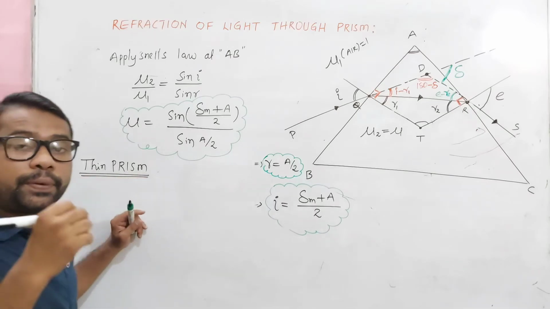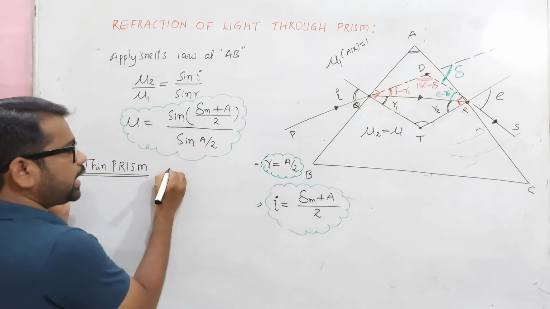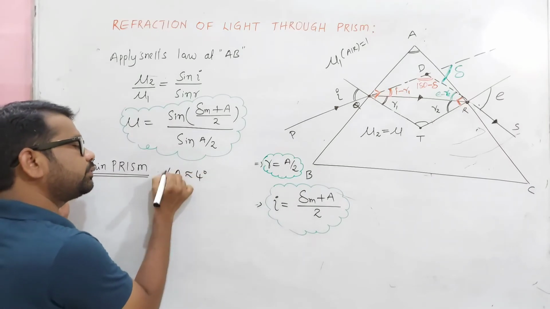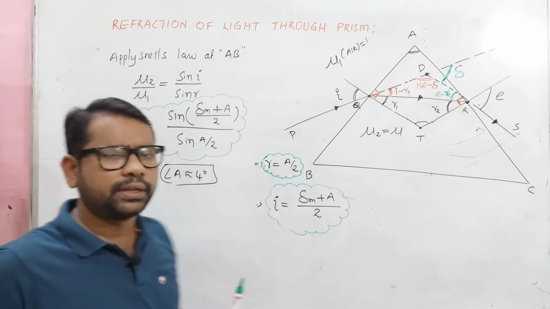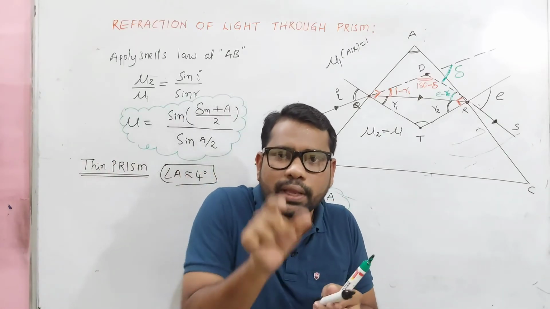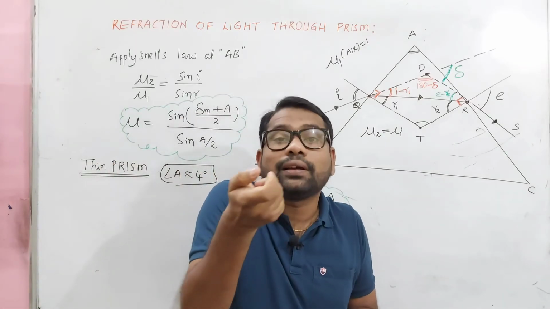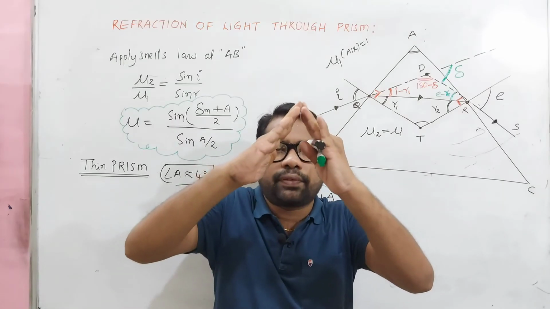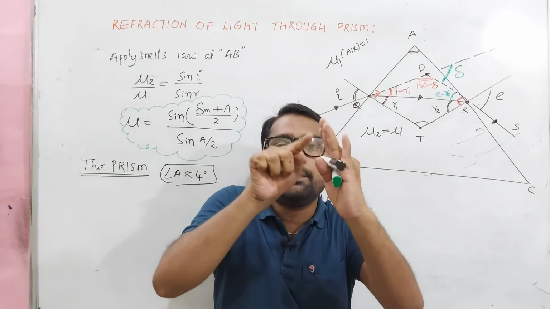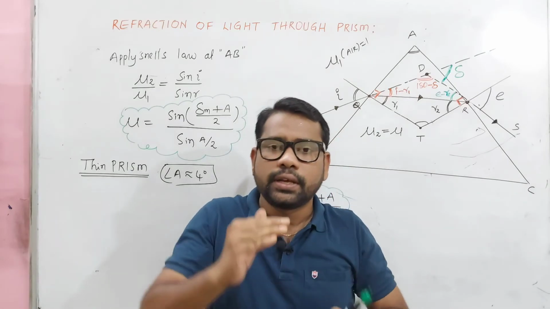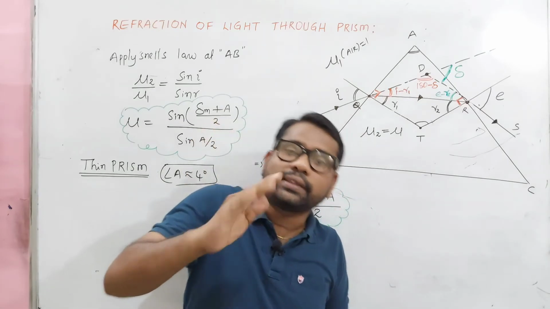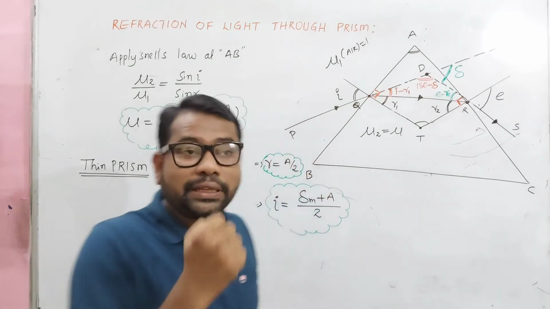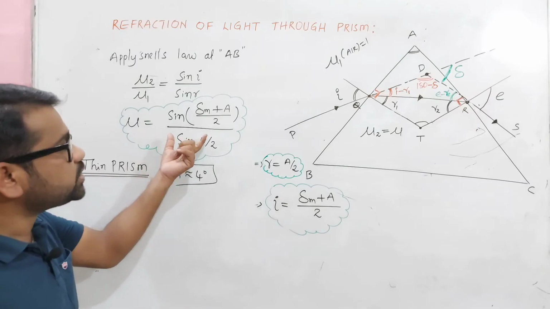A thin prism means the prism in which the angle of prism is equal to 4 degrees. Very simple. It means the two surfaces are very close, seeming like a thick glass slab, more or less. These two angles of refraction are very small. The angle between the two refracting surfaces should be equal to 4 degrees or less than that. Such a prism is called a thin prism. But for a thin prism, how will this expression be modified?